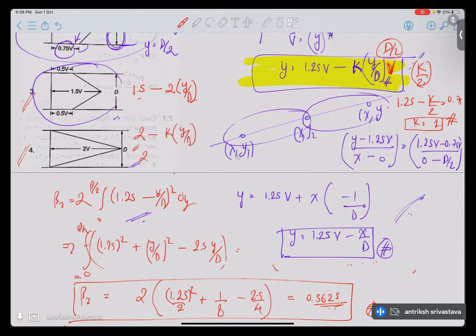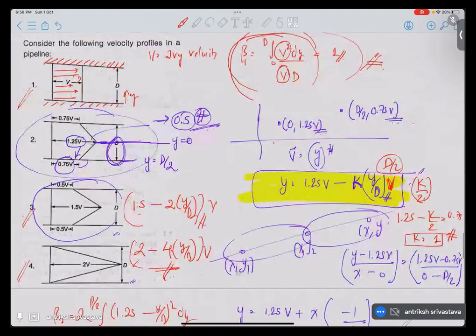Again 2 minus k by 2 is equal to 0. K is equal to 4. So we have the equation 2 minus 4y by d. Okay, this is how we get it. So this whole is multiplied by v.